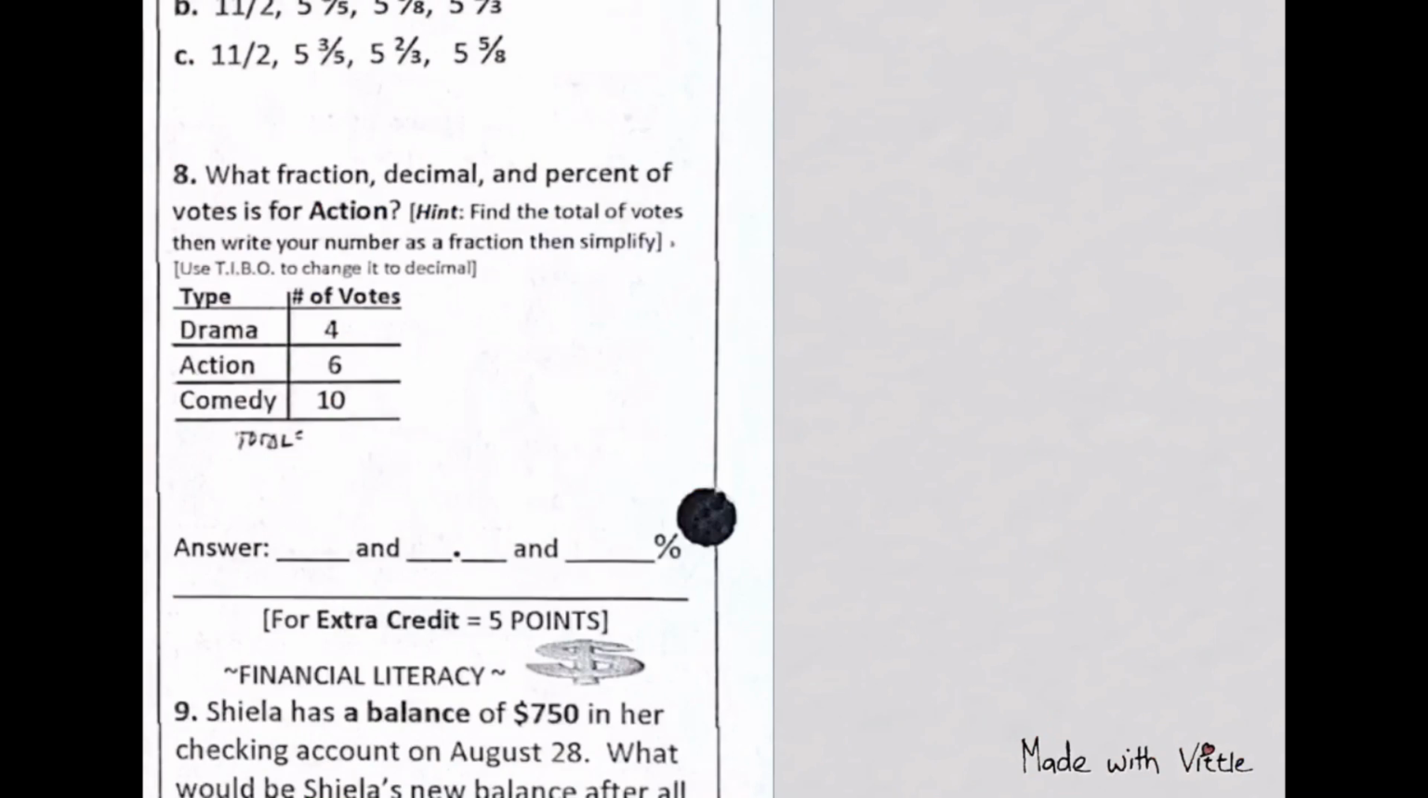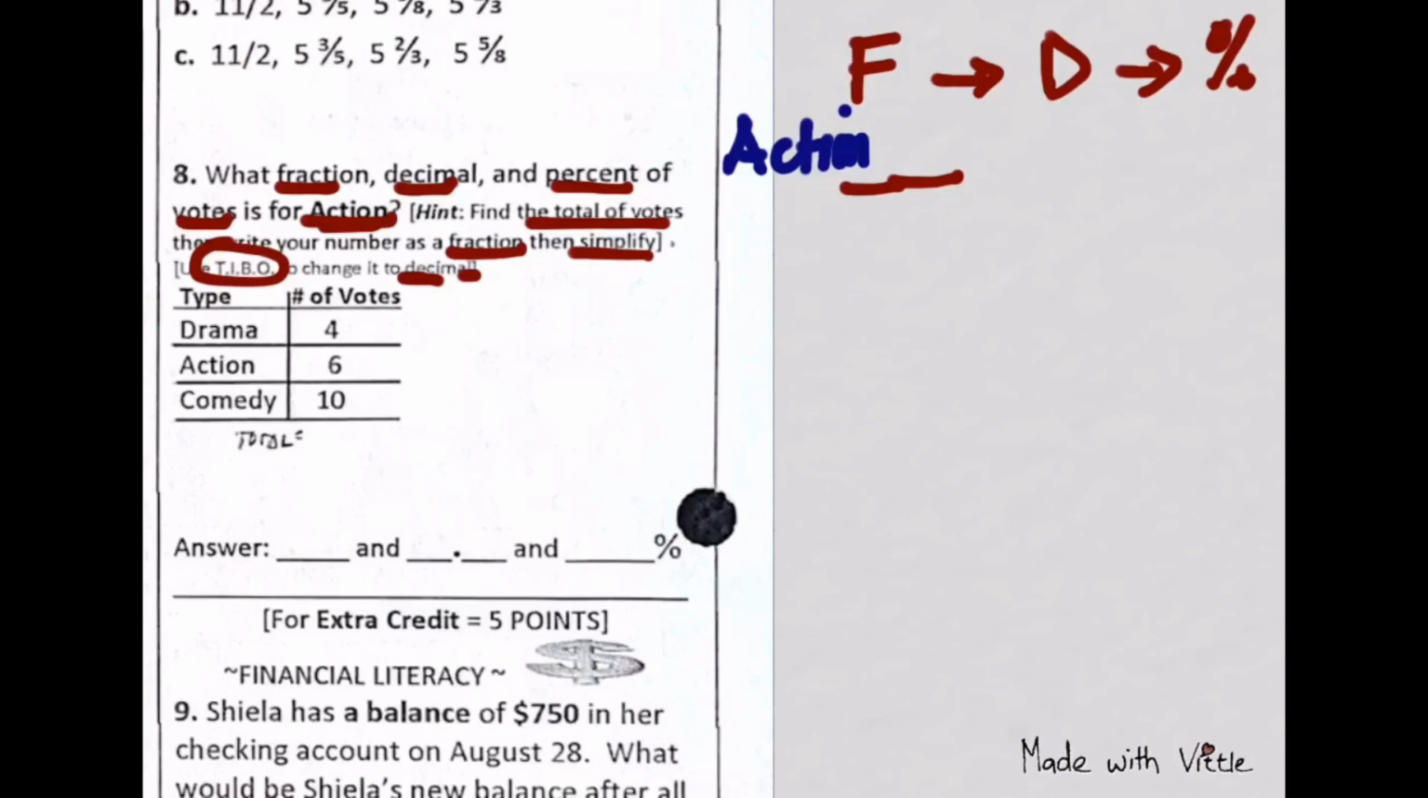Now on item number 8, it says, what fraction, decimal, and percent of votes are for action? So there's a hint. You have to find the total of the votes. Then write your number as a fraction. Then simplify. If you need to change it to a decimal, then you use top in, bottom out. So as a fraction, you have to look at the question first again. They want the number for action as a fraction, decimal, and percent. So you look at the action, it's 6. Therefore, that's your number on the top of the fraction. So that's going to be 6.